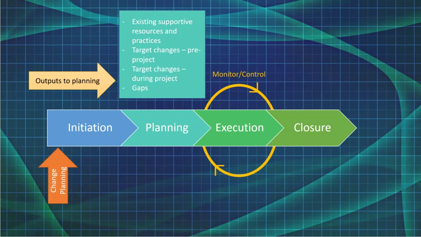The model will remain part of the initiation phase of a project. There are some outputs I see coming out of the change planning model, such as a list of existing resources and practices that support the change, a list of target changes that can be started pre-project, a list of target changes that need to be considered as part of the project, and resource and skill gaps. These outputs will require significant refinement, but this is the first pass.